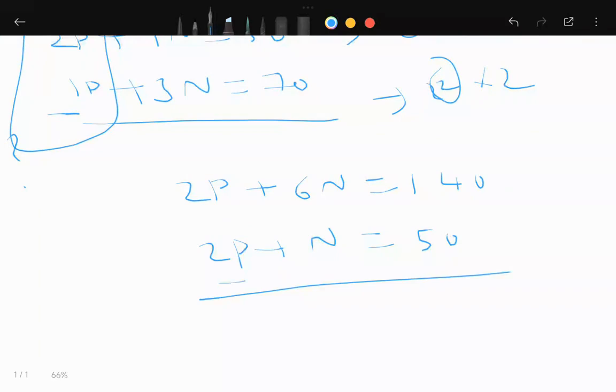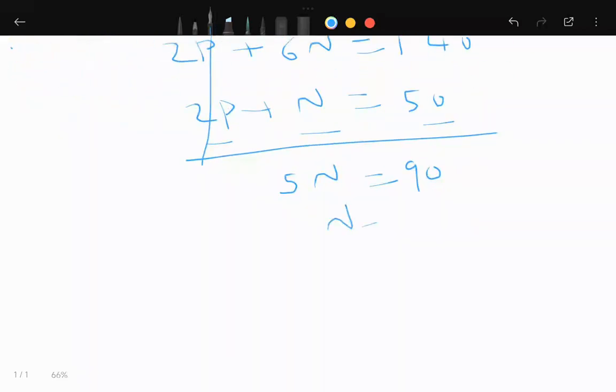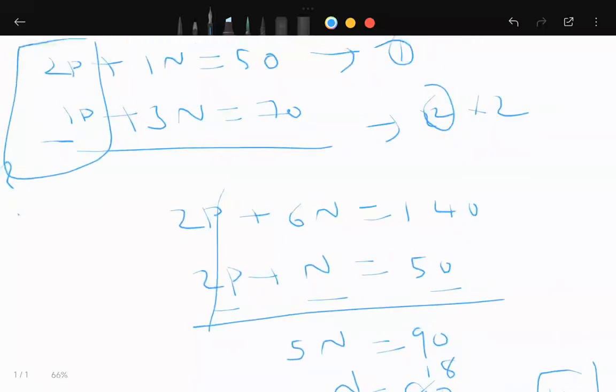Now if we subtract, 2p and 2p cancel, 6n minus n is 5n, and 140 minus 50 is 90. So n equals 90 by 5, which is 18. Let us calculate p.